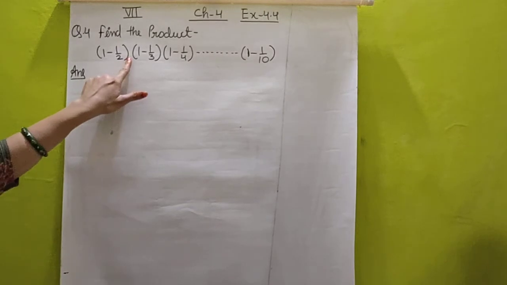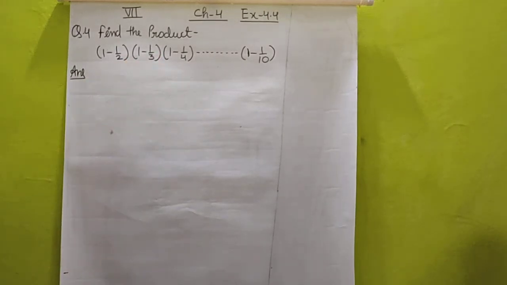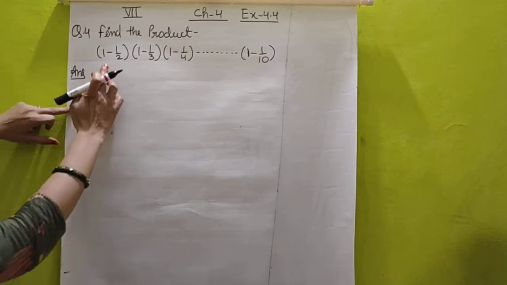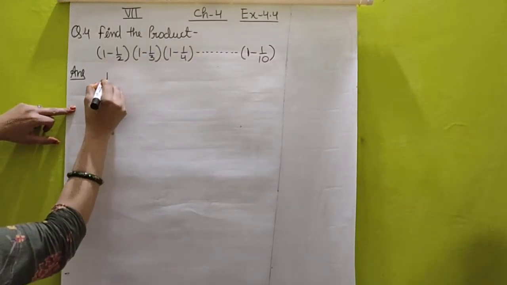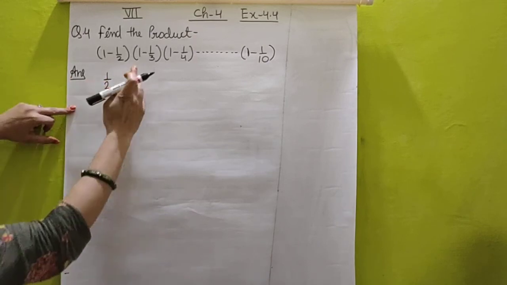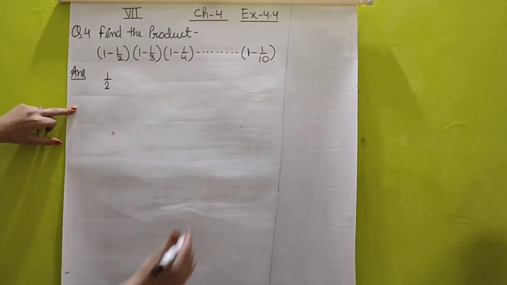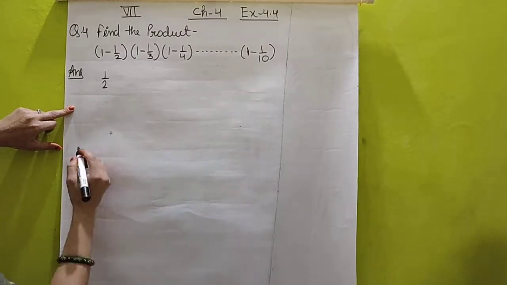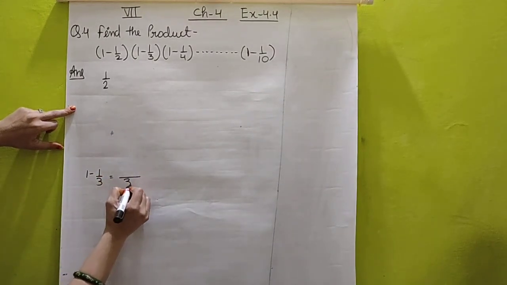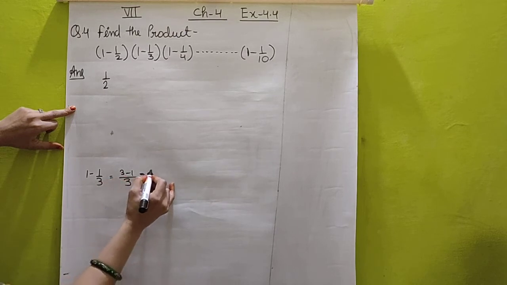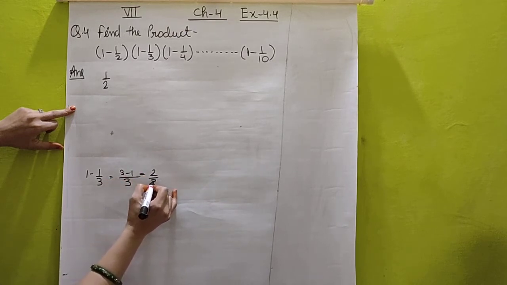Students, here between the brackets no sign is given. It means there is a multiplication sign. First of all we will solve each bracket. So 1 minus 1 upon 2, students, it will be 1 by 2. 1 minus 1 upon 3, I am doing in the rough column. Here I am doing 1 minus 1 upon 3. The LCM is 3. Then 3 minus 1, it will be 2 upon 3.